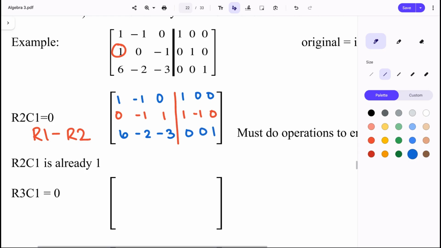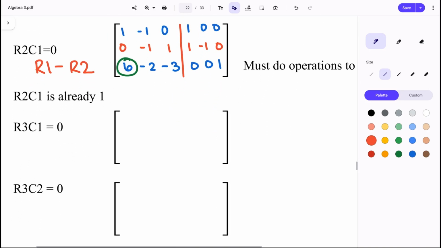Okay. Now they're showing you that row 2, column 1 is already a 1. So we don't need to really mess with that at all. Now what we want to do is figure out how do we make row 3, column 1 a 0. So how do I make this 6 here become a 0? Any ideas? Okay, so -6 times row 1, and then we're going to add that to row 3.